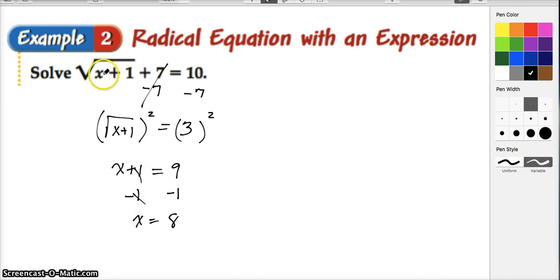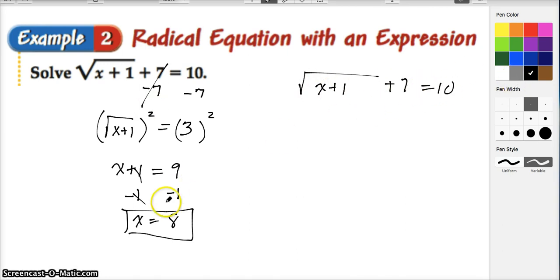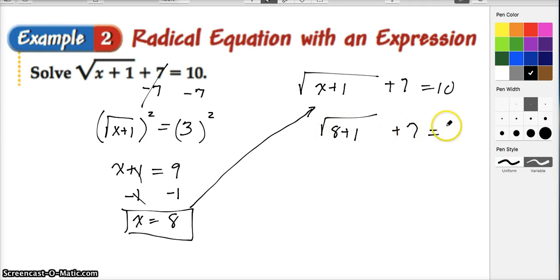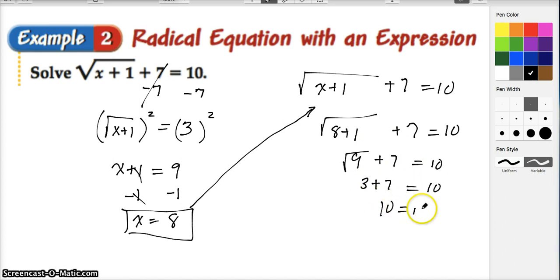Anytime we are solving radical equations, it is really important for us to take whatever answer we get and go back and check. And so I'm going to do just that now. The square root of x plus 1, plus 7 is equal to 10. Even on your assessments, my expectation is to see you checking answers in this way. So I'm going to plug the 8 back in, and when I do so, I get the square root of 8 plus 1, plus 7 is equal to 10. And I'm going to check that out. The square root of 9 plus 7 equals 10. Square root of 9 is 3, plus 7 equals 10. 10 equals 10. Perfect.